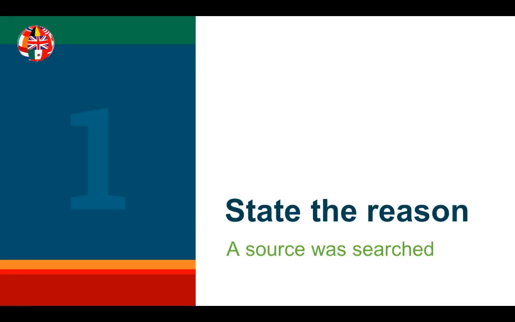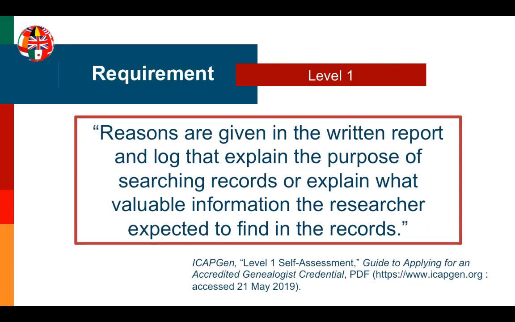The first step in the analysis process is to state the reasons a source was searched and what information was expected to be found in that source. Here's the Level 1 requirement in regards to stating rationale for a search. Reasons are given in the written report and log that explain the purpose of searching records or explain what valuable information the researcher expected to find in the records.